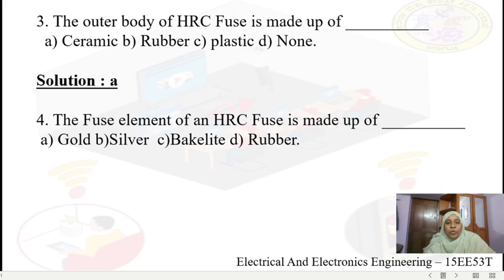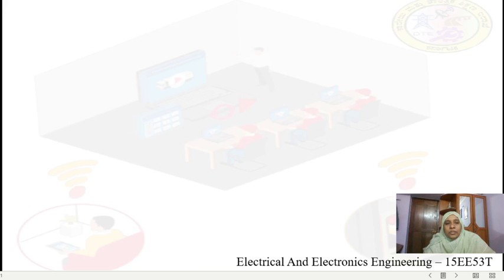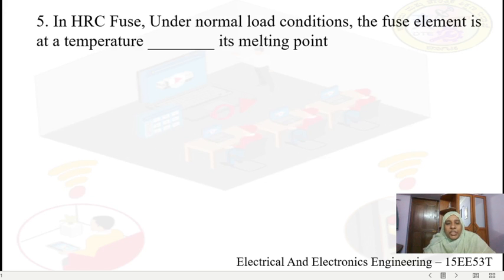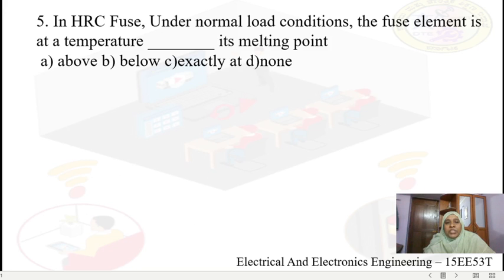Of the first two options, gold and silver, option B, silver, is the most commonly used fuse element in an HRC fuse. Coming to the next MCQ. In an HRC fuse, under normal load conditions, the fuse element is at a temperature dash its melting point. Option A, above, option B, below, option C, exactly at, option D, none. I told you under normal conditions the temperature is below its melting point. So your answer should be option B.